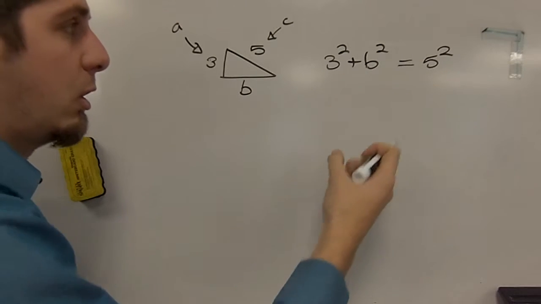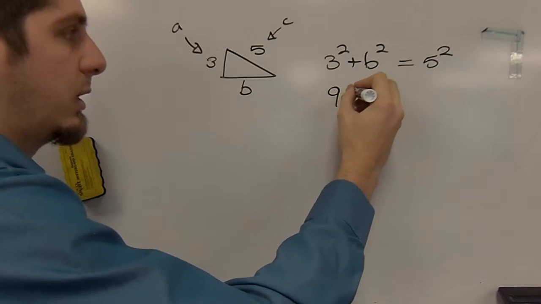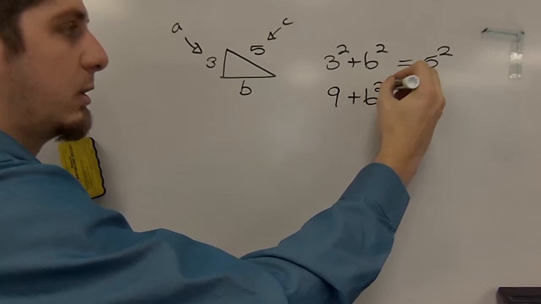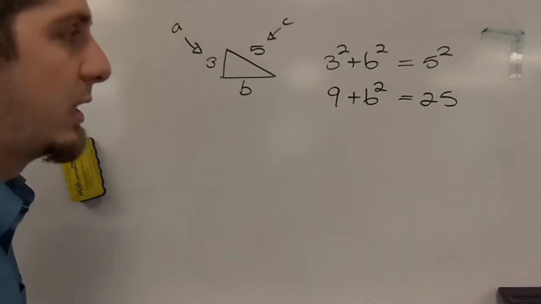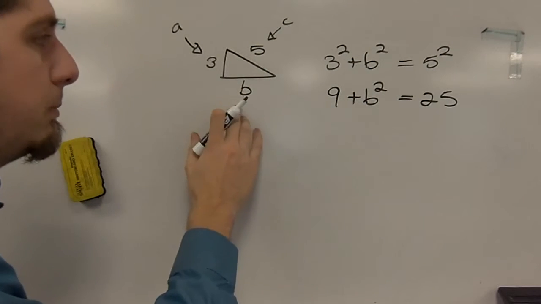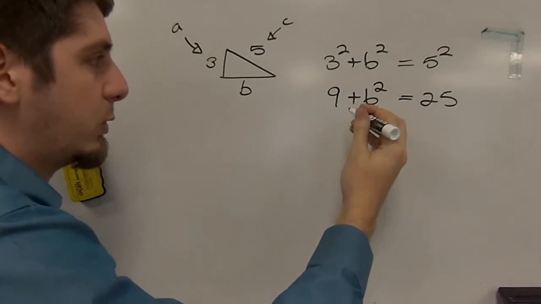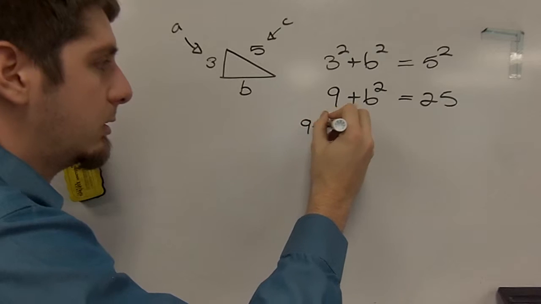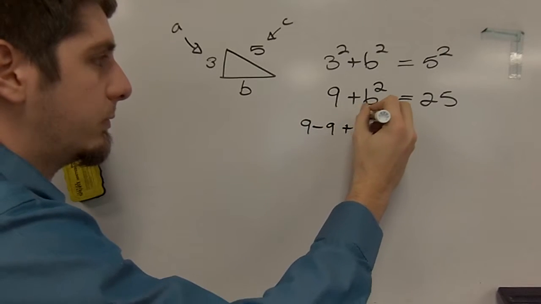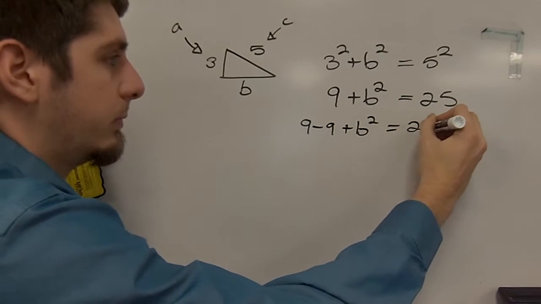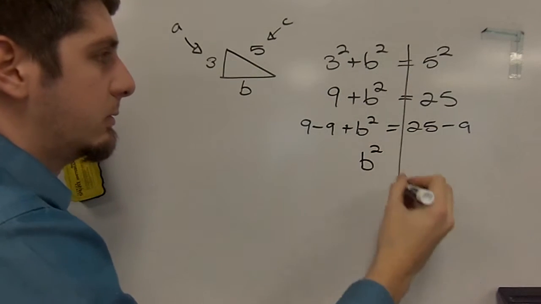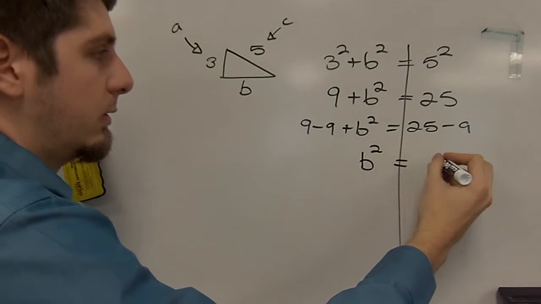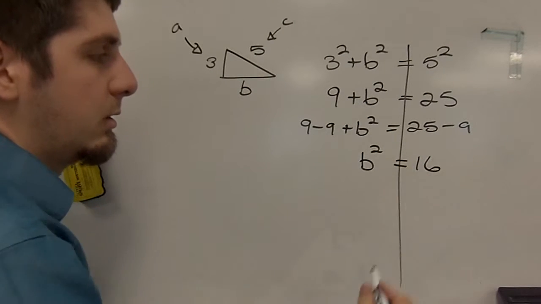So again, I'm going to solve what can be solved first. 3 squared is 9. B squared I can't do anything with. 5 squared is 25. I want to get B alone. That's my goal. I want to know what B is, so I've got to get rid of the 9. So I'm going to subtract 9 from both sides. Okay, I'm left with B squared on the left side.